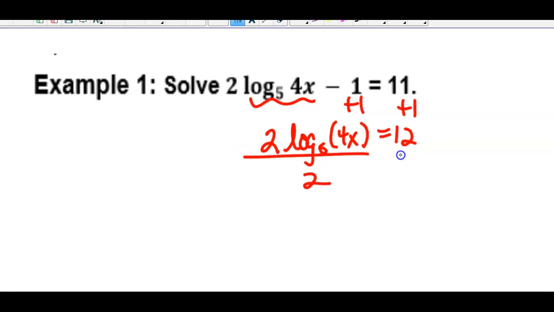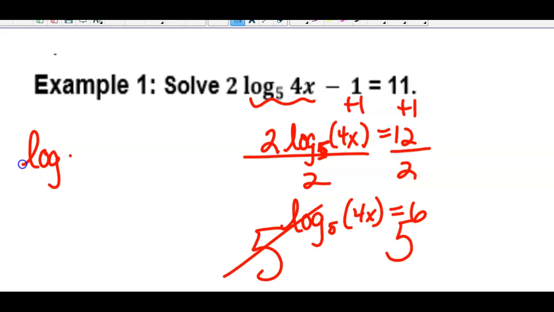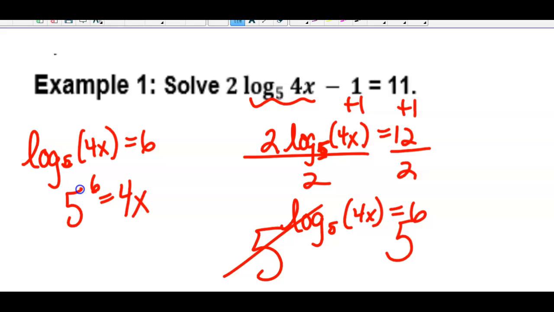Then I would divide both sides by 2 so that you have the log base 5 of 4x equals 6. That is supposed to be a 5 down there. Then you can exponentiate each side to the base 5, which will undo each other. But remember, I just think about it. That step right there said log base 5 of 4x equals 6. I just think about it as 5 to the 6th power equals 4x.